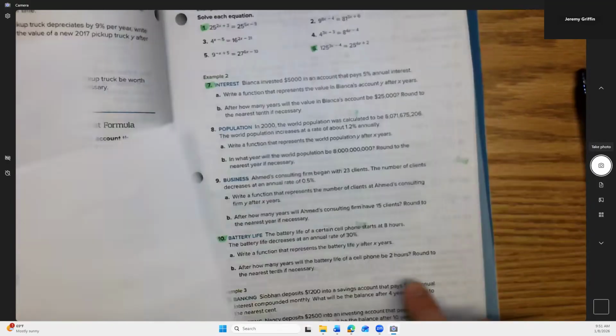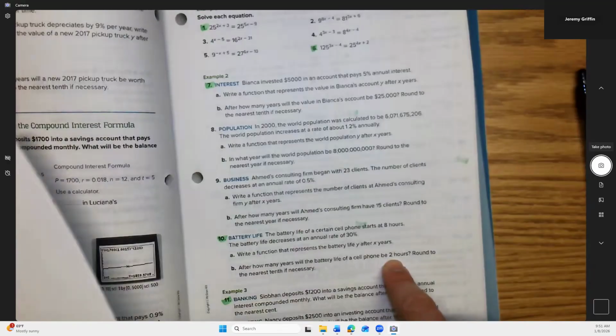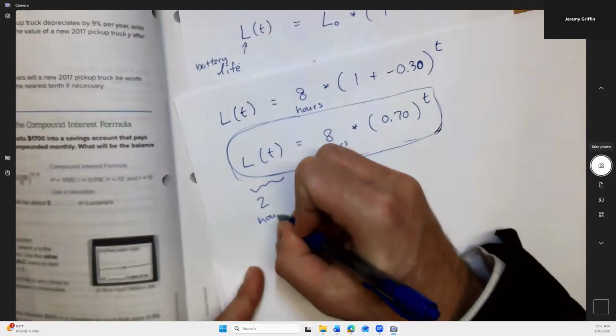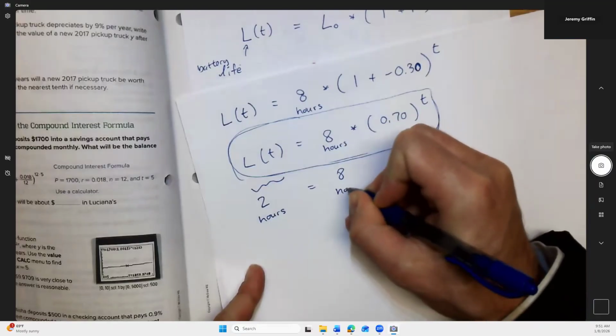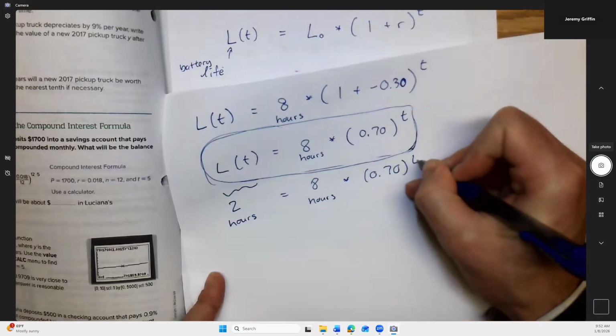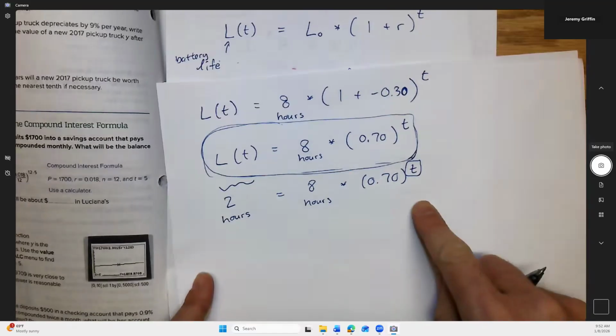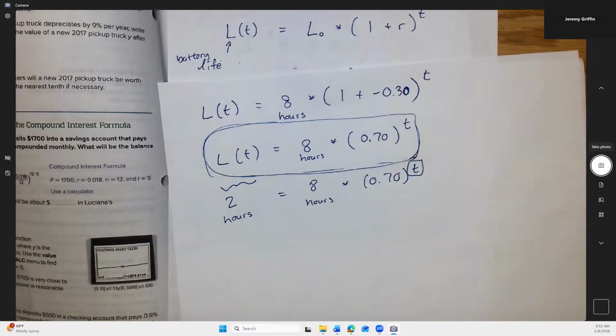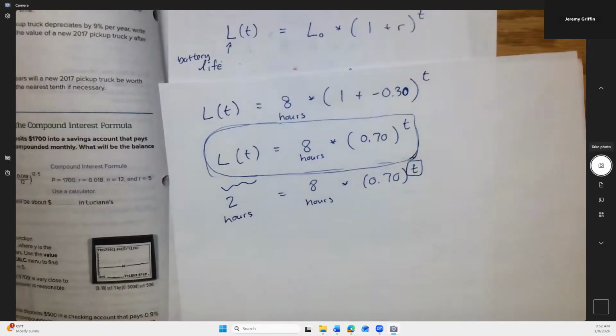Now, what they asked is, let's take this all the way to 2 hours. You see 2 hours? So right here, I'm going to put 2 hours equals 8 hours times 0.70 to the t. Now here, the way to properly solve this really is with logarithms, which we haven't done yet.